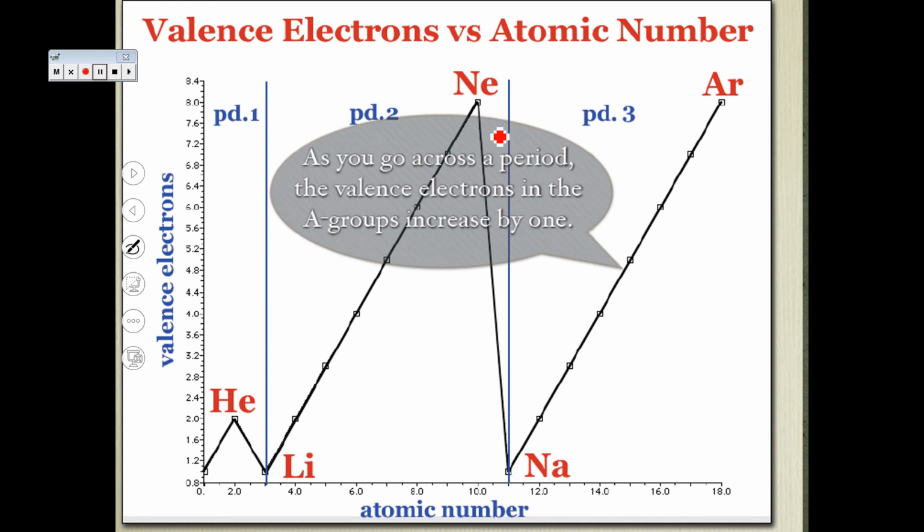Valence electrons versus atomic number. So this one is sort of easy. The atomic number is here on the x-axis. As you go across a period, the valence electrons increase. And then as you go from helium to lithium, the valence electrons go from 2 or 8 back down to 1. And then there's a 1, 2, 3, 4, 5, 6, 7, 8 trend across the period.